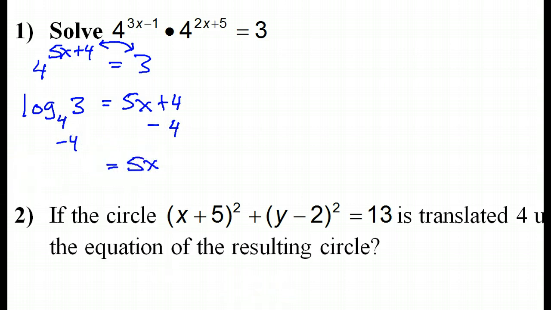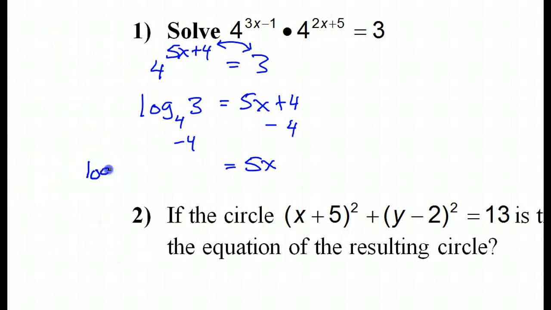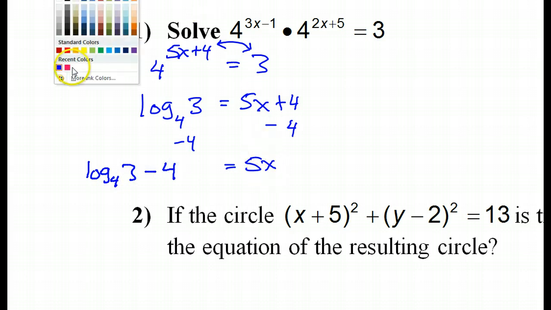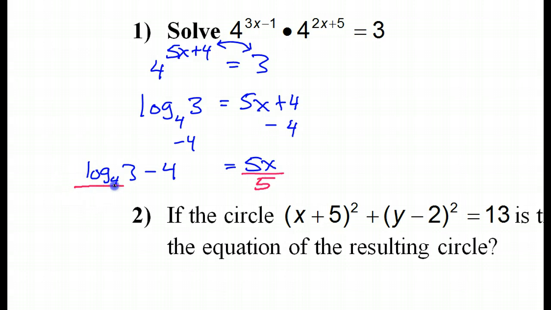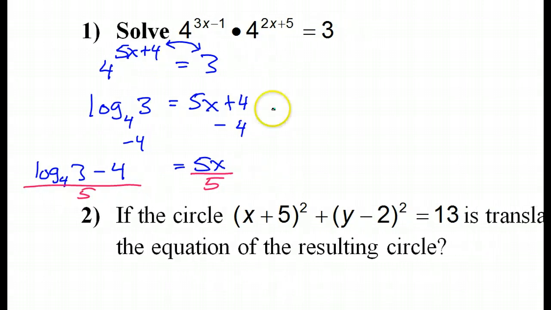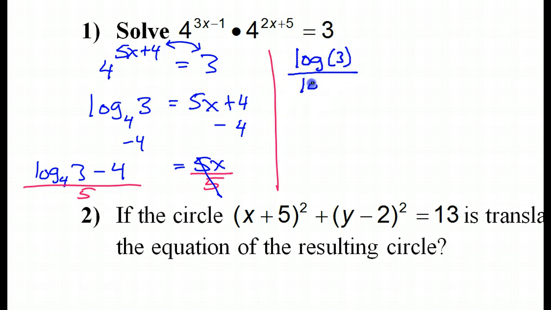Okay, so far, that gives us log base 4 of 3 minus 4 is equal to 5x. Then it's time to divide by 5. Make sure you divide everything by 5. Okay, so that is going to give us, because those cancel out, this is going to give us the answer, but we'll have to do change of base on this part to get it in the calculator. So we're going to have log 3 over log 4. Okay, that's this little part right here. We still got that minus 4 hanging around. And then this entire thing is over 5. Okay, and that should equal x.